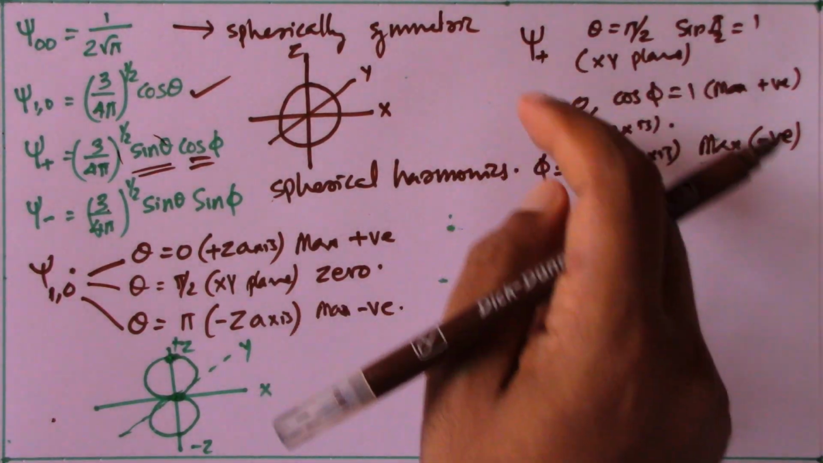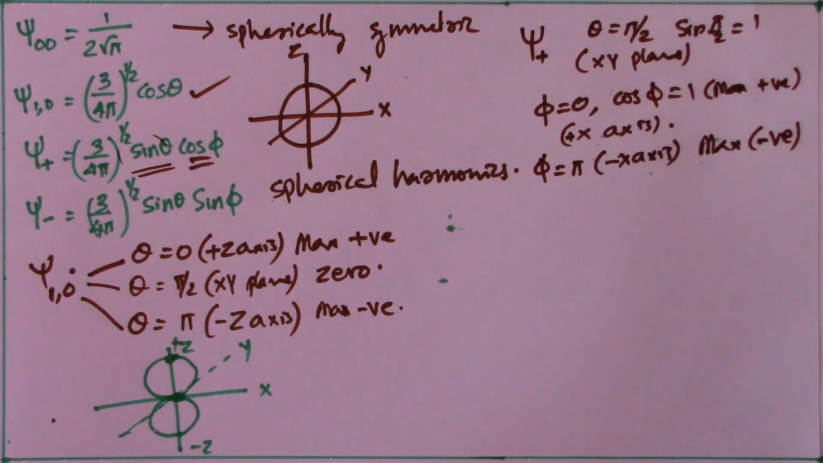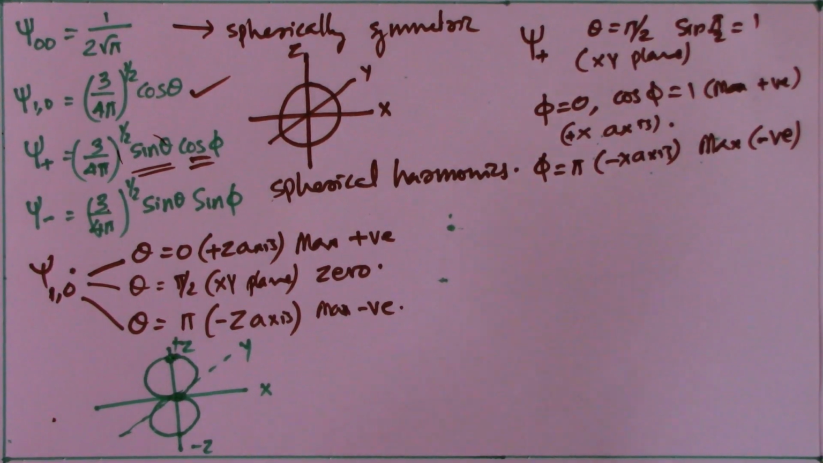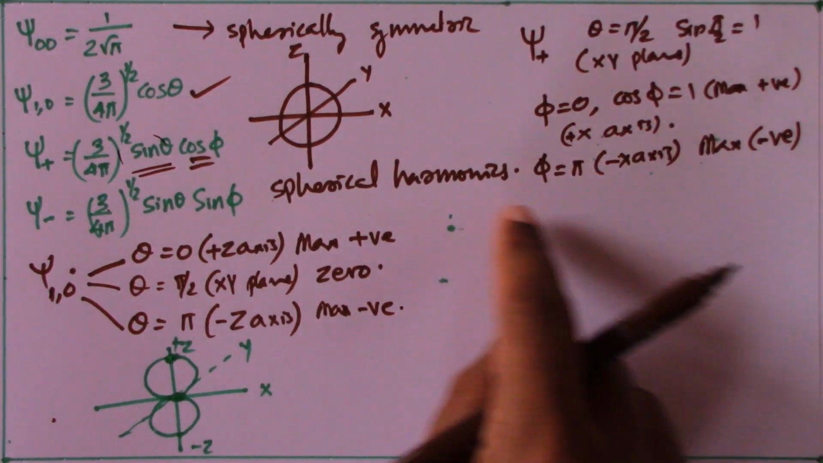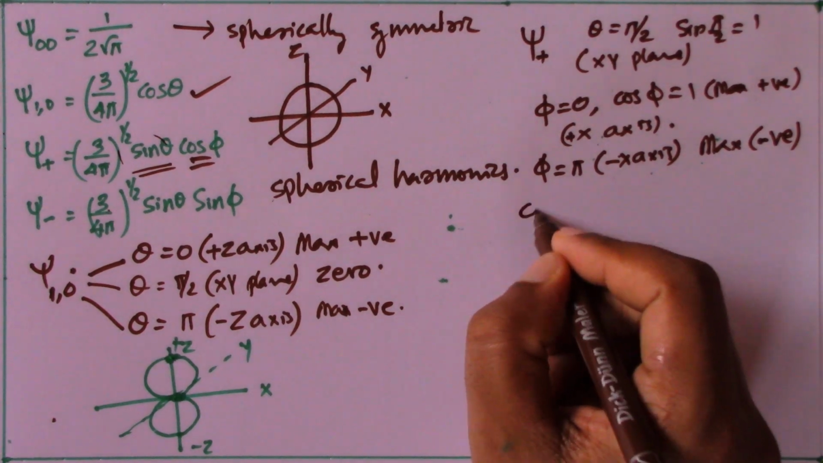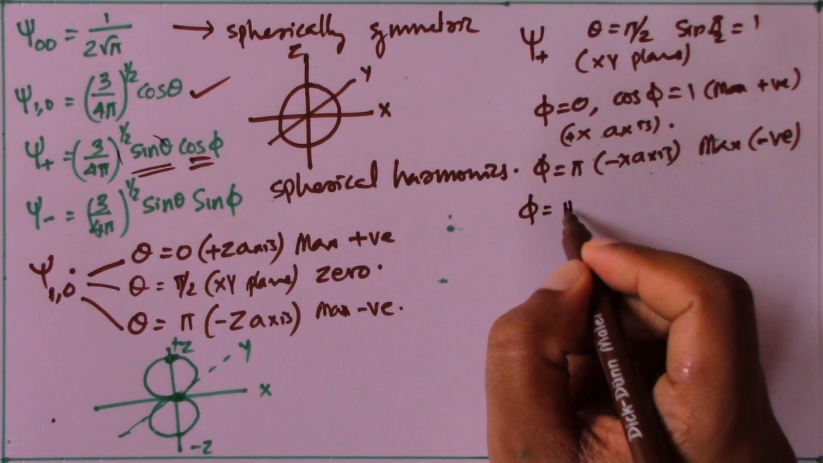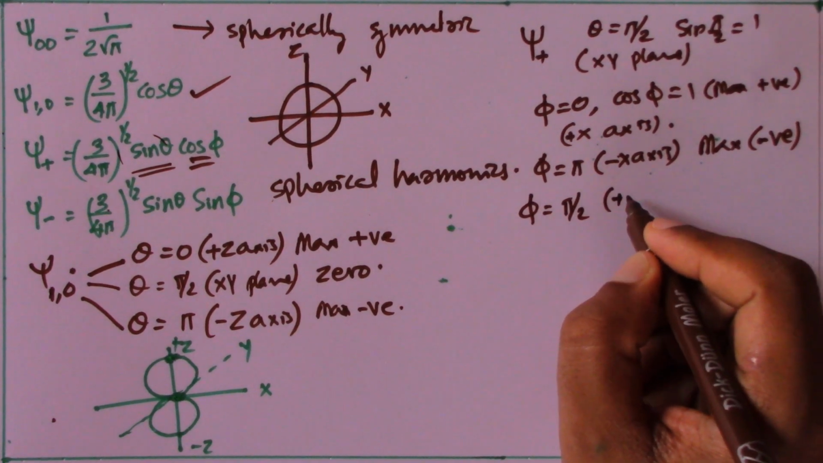We already saw that this function has its maximum value in the xy plane in terms of theta. In the xy plane, it can be on the x-axis or on the y-axis or somewhere in between the x and y-axis. We are checking where it is. Now we know that in the x-axis it gets its maximum positive and negative value. We can check what happens in the y-axis also. In the y-axis, phi is equal to pi by 2. Phi is equal to pi by 2 in the positive y-axis, right?